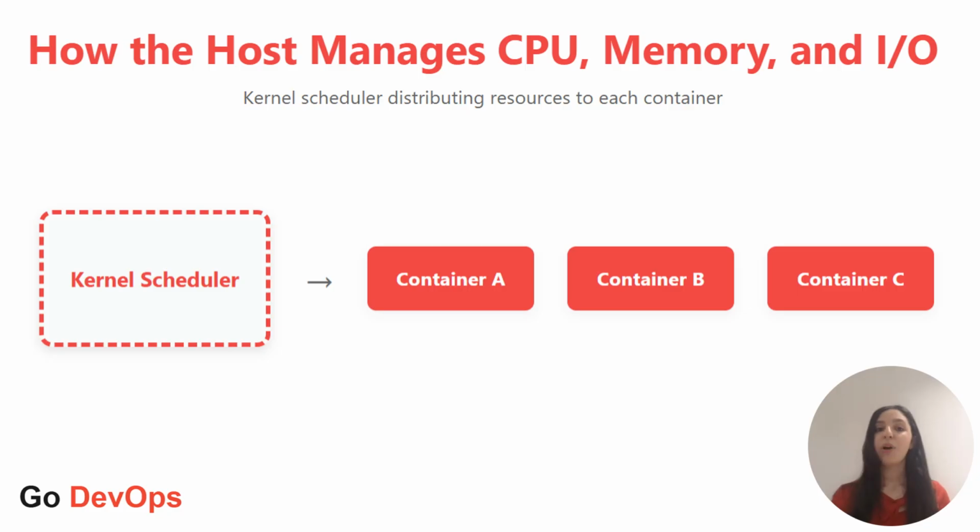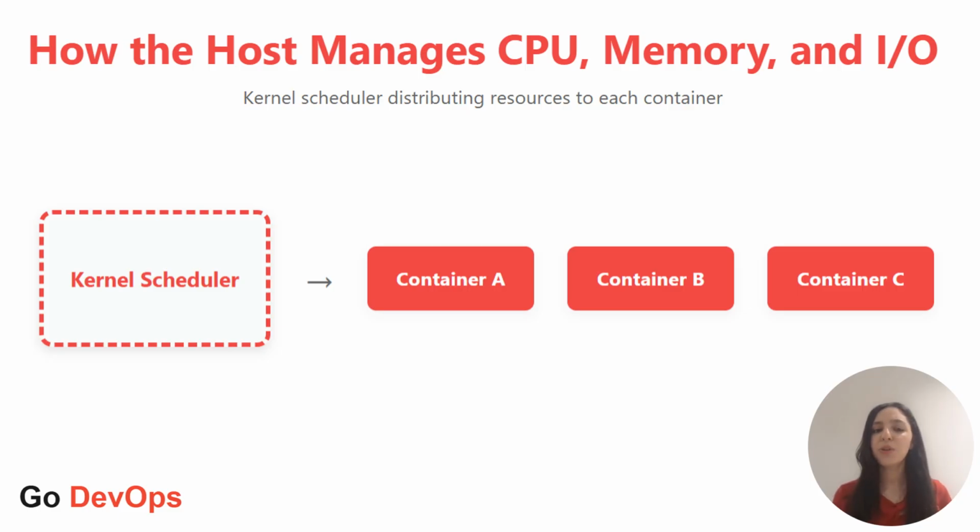Now that we've seen how applications inside containers interact with the kernel through system calls, consider what happens when multiple containers are running at the same time. The kernel faces an important challenge: how to share limited resources fairly and securely. This is where the kernel scheduler steps in. The scheduler decides how CPU time is divided, how memory is allocated, and how input-output requests like disk or network are handled across all containers. And here's the key point: it doesn't do this blindly.